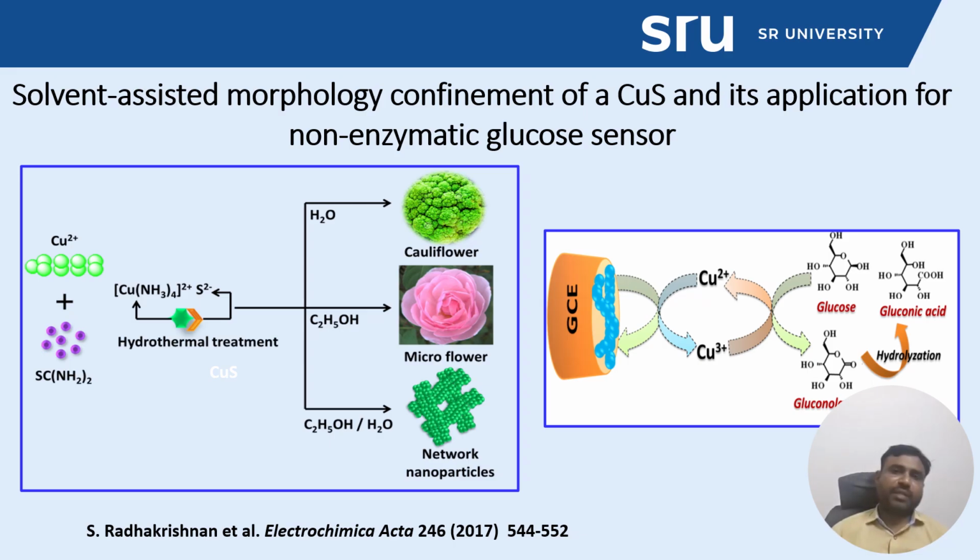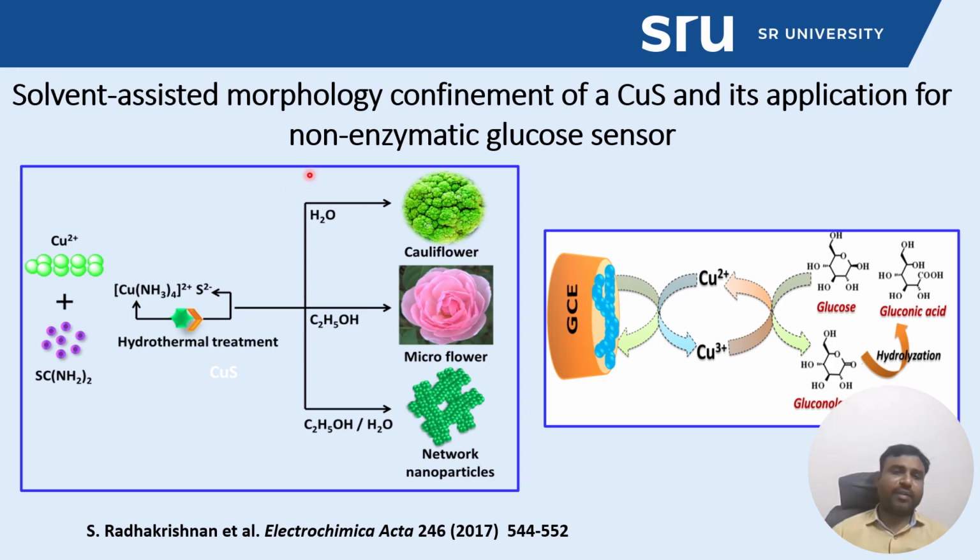So from the previous slide, we can confirm that the copper sulfide in flower-like morphology shows highly reactive and highly sensitive activity towards the electrooxidation of glucose. So in this direction, again we have prepared a copper sulfide morphology by changing some reaction conditions. For example, interestingly, see here. Here we used copper acetate as the copper precursor and thiourea as the sulfur precursor. So what will happen when using copper and thiourea? It forms a copper ammonia complex.